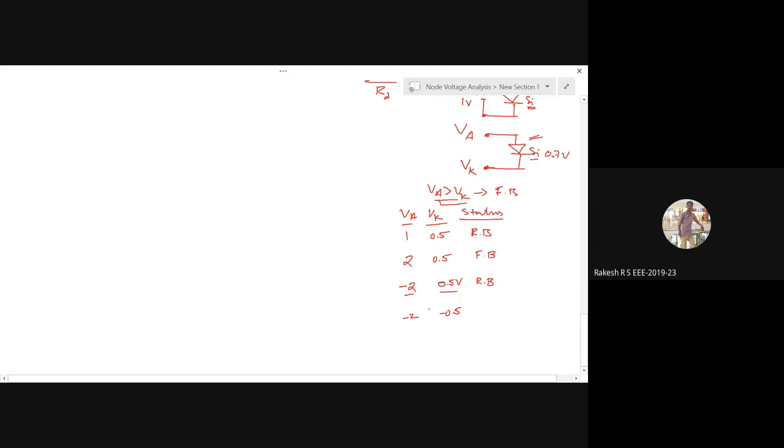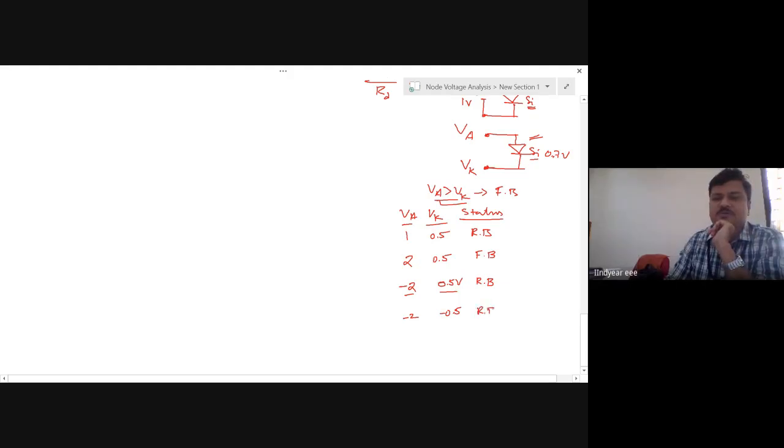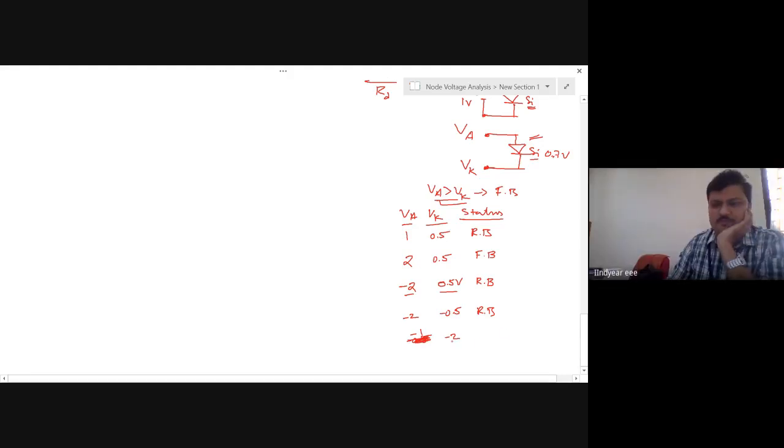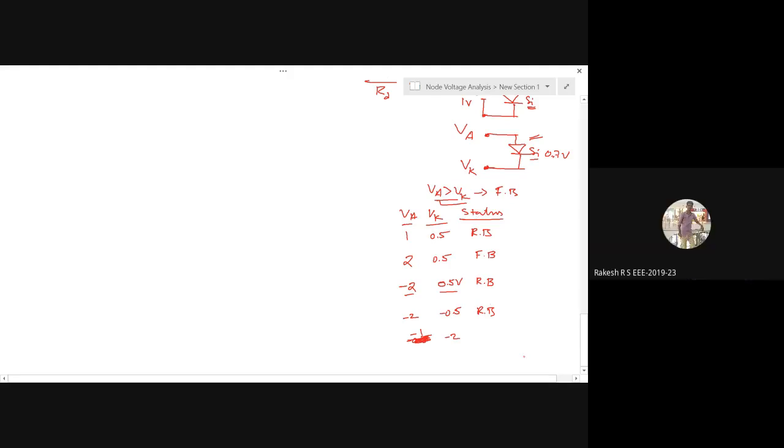Reverse bias only. Reverse biased. VA is minus 0.5, VK is minus 2. Or, VA is minus 1, VK is minus 2. Forward bias. Why? Both are negative. For forward biasing of the diode, anode should be positive, cathode should be negative. Here both are negative. So minus 1 minus of minus 2 becomes 1.